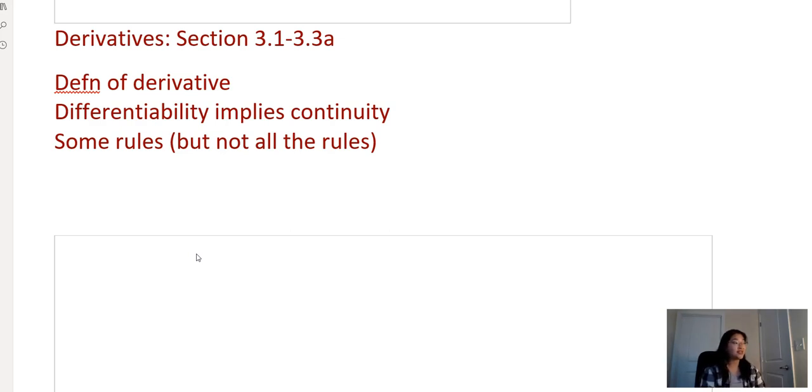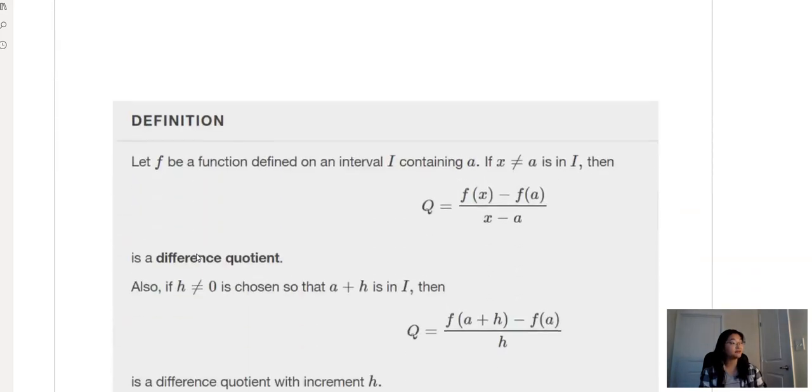We are going to try to hit the definition of a derivative, and then talk about some differentiability implying continuity, and then we will talk about some rules, but not all the rules. So let's give it a shot.